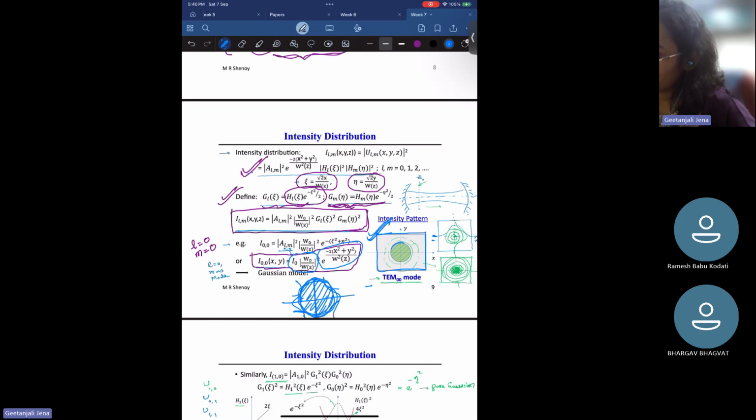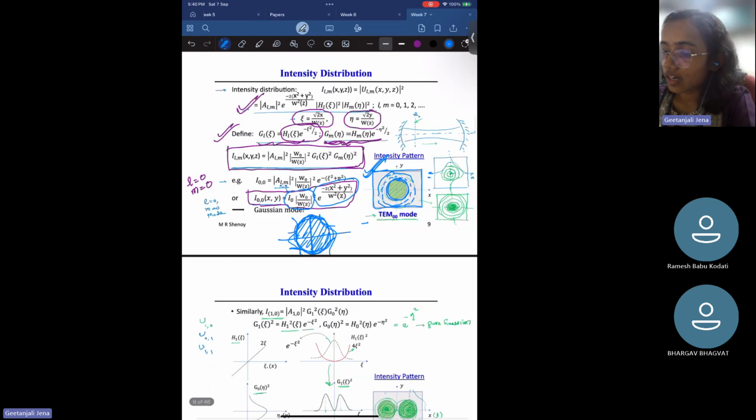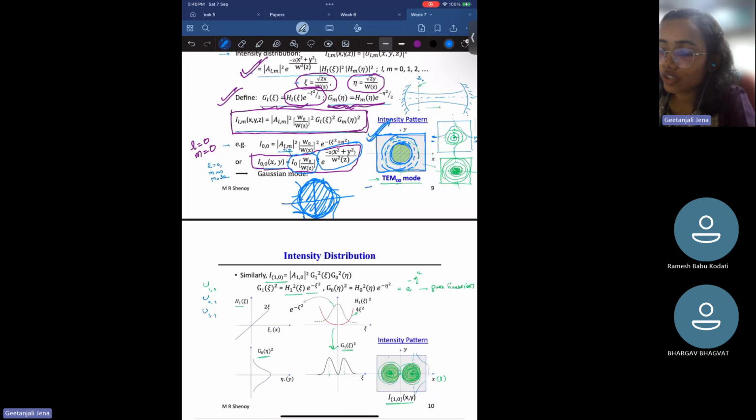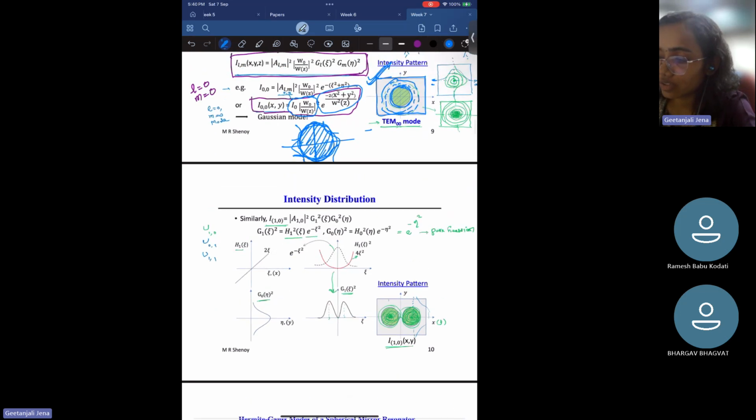So this is a circular pattern, which has decaying intensity as we move from the center of this intensity pattern. That means the lowest order mode is a Gaussian mode. And this is interesting because in the Gaussian mode, if you see the intensities, the energy is highly confined in the center. So the energy of the beam will be confined in the center. We'll see some of the advantages of using the Gaussian mode.